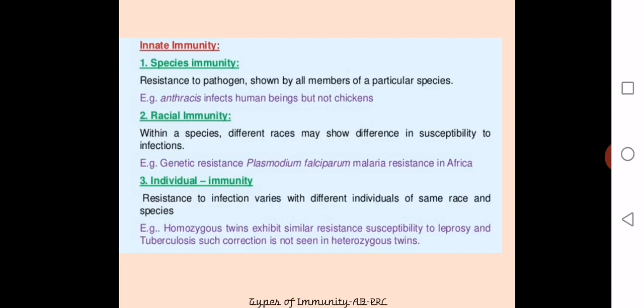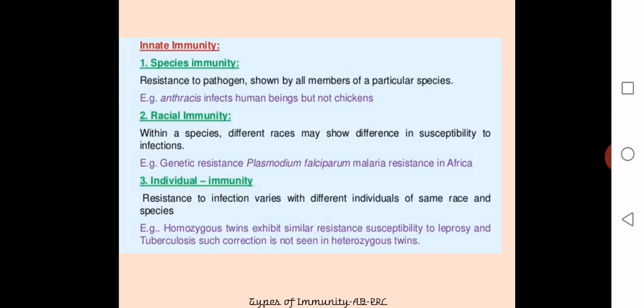Then racial immunity also. Even within a species, different races show differences in their susceptibility to different infections, right? That means even within Homo sapiens, within the species of human beings, the susceptibility to Plasmodium falciparum, the causative agent of malaria, is different. People living in African countries are more resistant to malaria than Asian people. So in that way, racial immunity is explained.